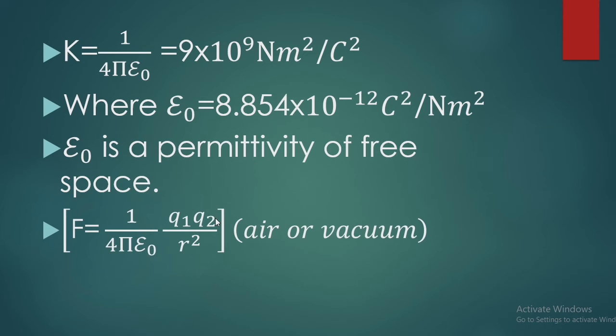So after putting the value of K, the electrostatic force formula will become F equals 1 over 4 pi epsilon naught Q1 times Q2 over r square, which is in air or in vacuum. If the medium is not air or vacuum, the electrostatic force formula will be different.